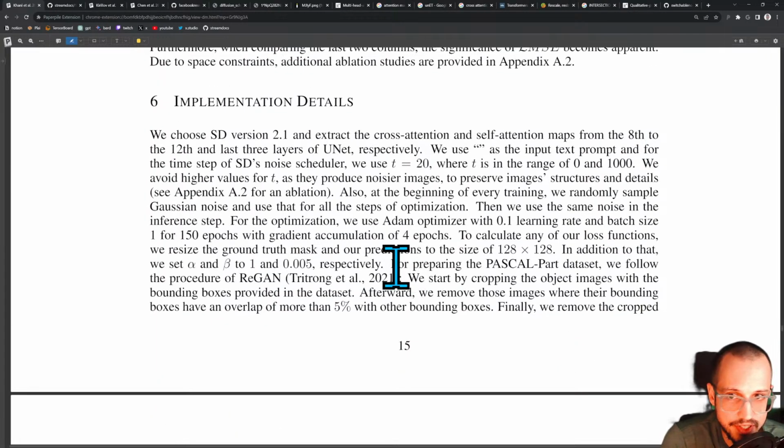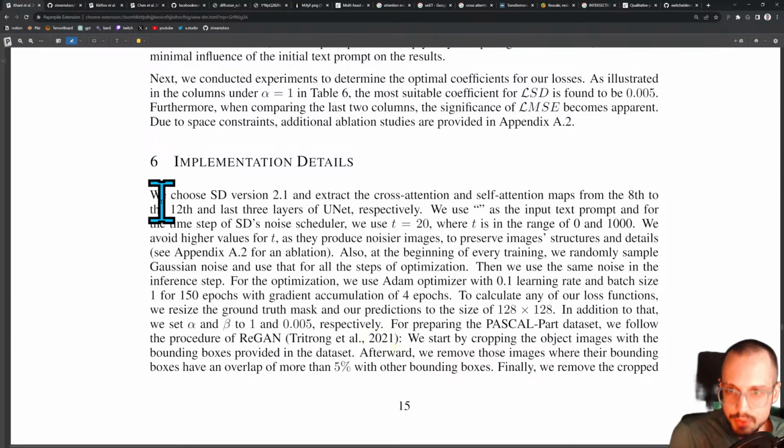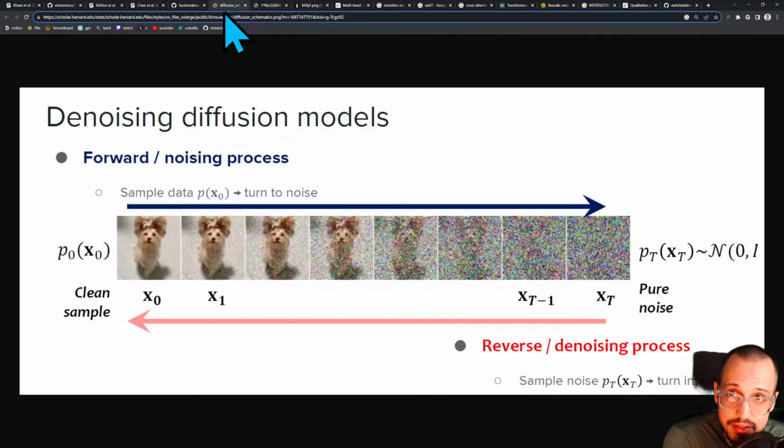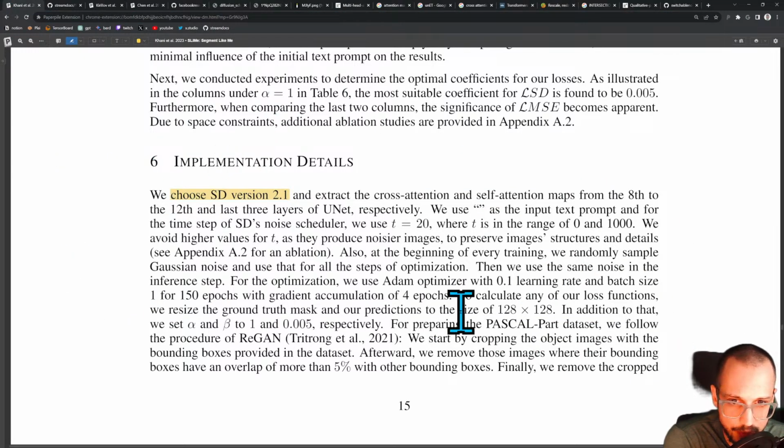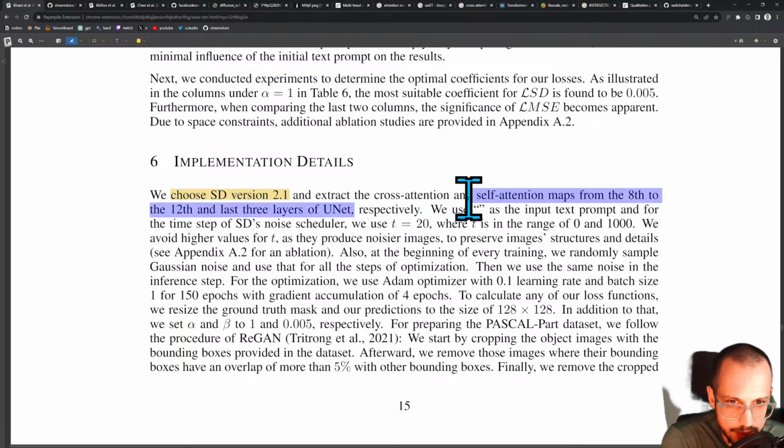Okay, implementation details. We're almost done here. Perfect timing. We choose SD version 2.1. Okay, so that's definitely post fix, the noise fix that we were talking about, where the noise here at the front was actually incorrect, but I think SD 2.1 is post that fix. We extract the cross and self-attention maps from the 8th to the 12th layers and the last 3 layers of the UNet. Okay, so they're not using the early layers of the UNet, just the last ones. They start with the empty text prompt. We use time step equals 20, where t is in the range of 0 to 1,000.